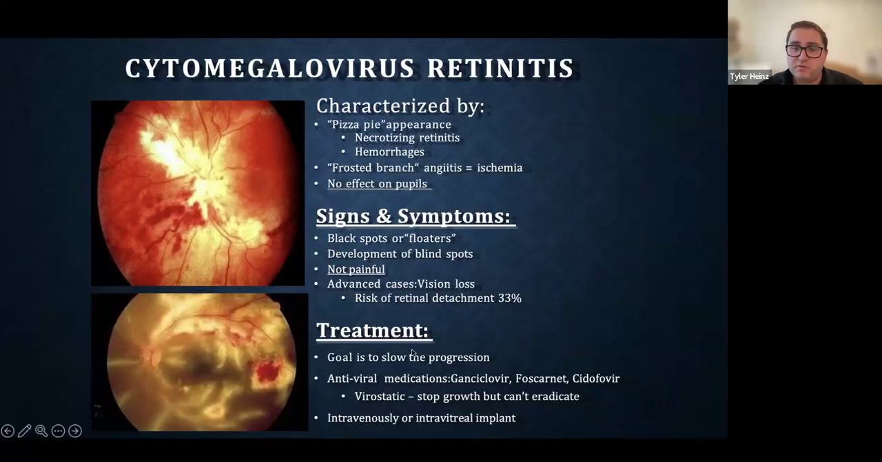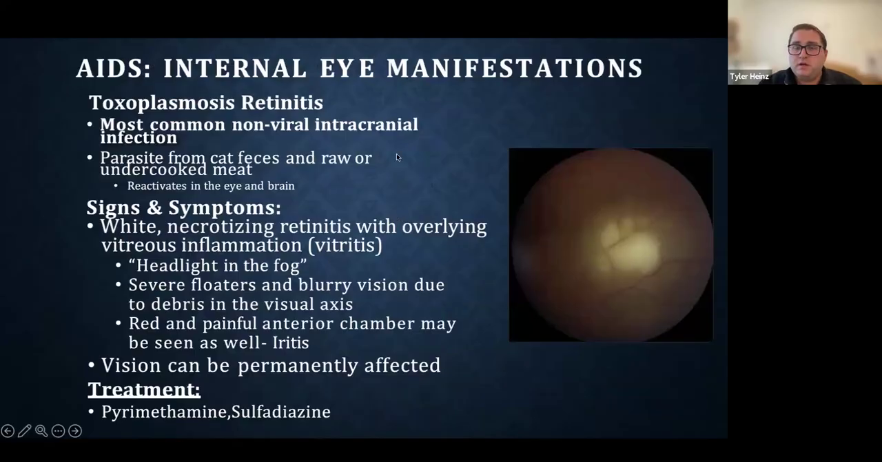Treatment, we just want to slow the progression. We can do antiviral medications like acyclovir, foscarnet, cidofovir. We want a virostatic drug to stop the growth, but it can't eradicate it, but we do want to stop the growth. Now, of course, we can give that through IV or we can do it through an intravitreal implant. So we can do some type of injection or surgery into the back of the eye to try and help with this.